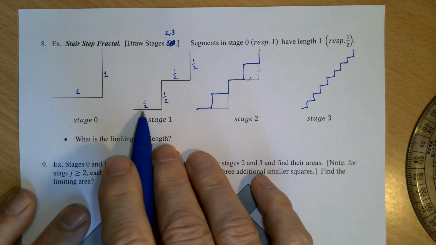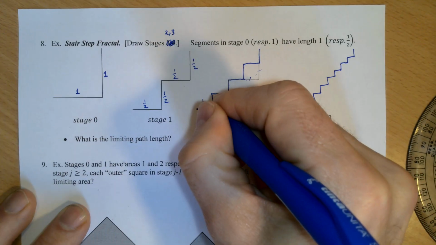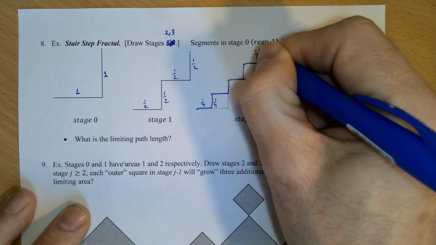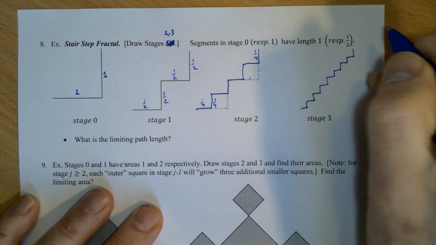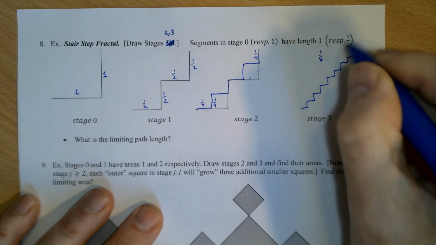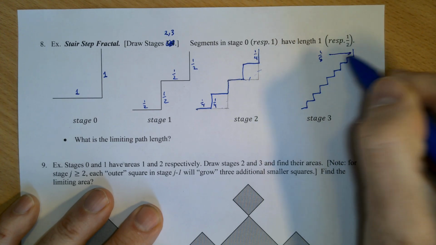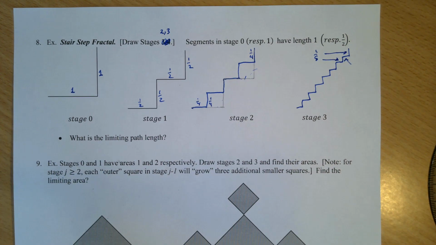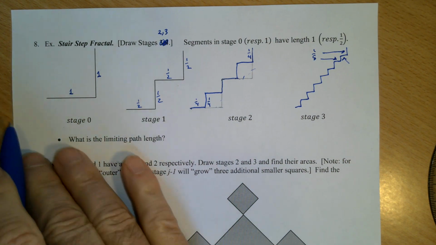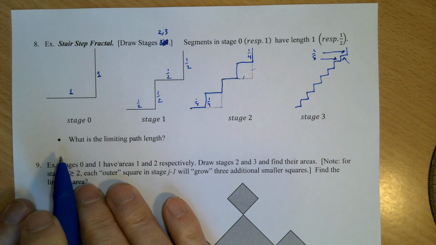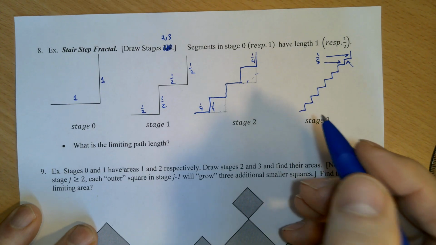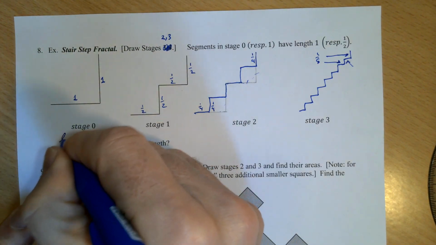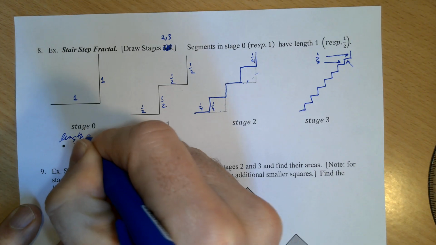If this is 1/2, these became 1/4 each. I won't write them all out. And then every one of these became 1/8. There, there, there, all of that. So what is the total length? Well, maybe I'll write it underneath stage. I'll write length is 2.